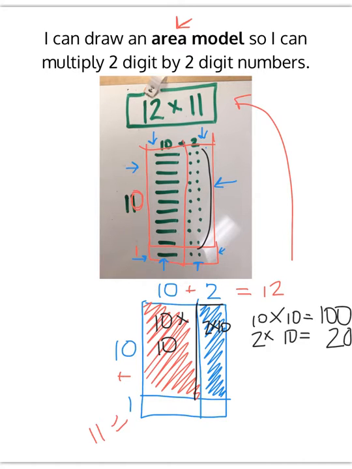I still have 2 more boxes I need to fill in. So I'm going to do this box down here. How much is in there? What's the area or the amount of space within that box? Well, I have 10 along the top, and 1 down the side, so 10 times 1. Now if you look back up here at this picture, I have 1 base 10 block, so just 10. 10 times 1.